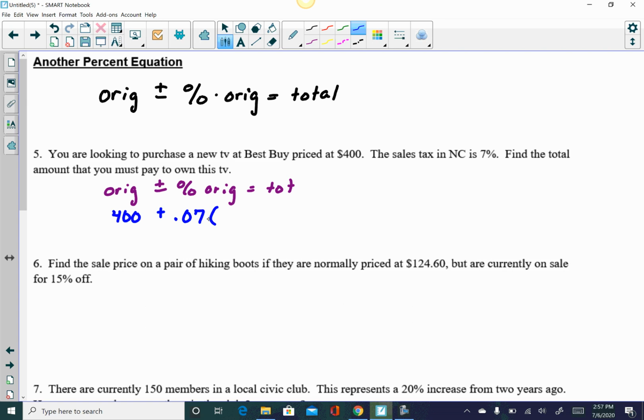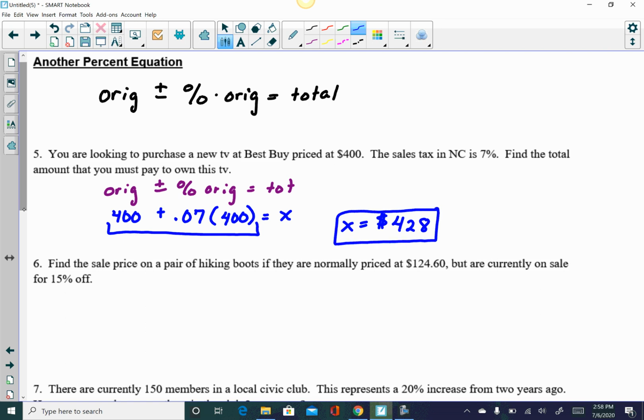Again, you're paying tax on the TV that you're buying. Okay, so the TV that you're buying is $400. You wouldn't want them to charge you tax on a $1,000 TV. You want to pay tax on the amount that you're purchasing, and then the total amount, that's what you're solving for, and you can just put this all in your calculator at one time. 400 plus 0.07 times 400, and that should land you at the cashier telling you that you owe $428.